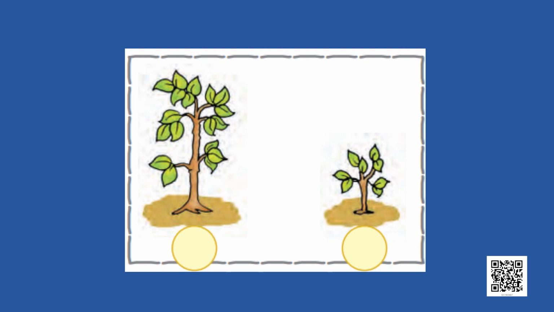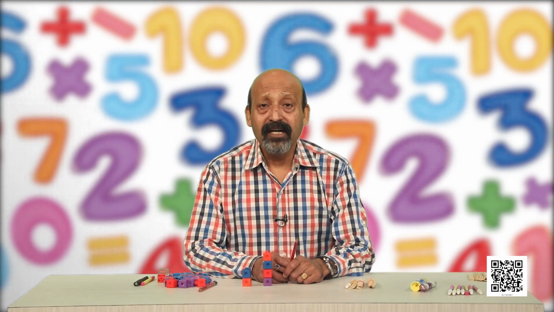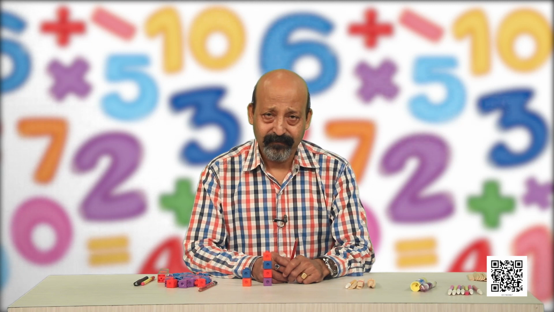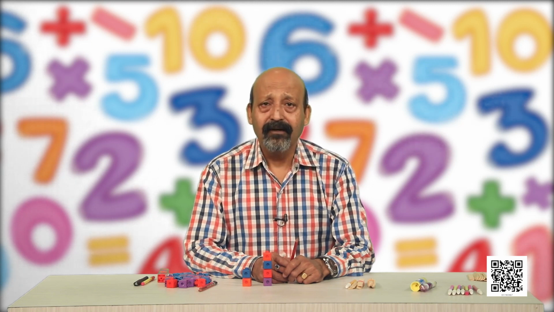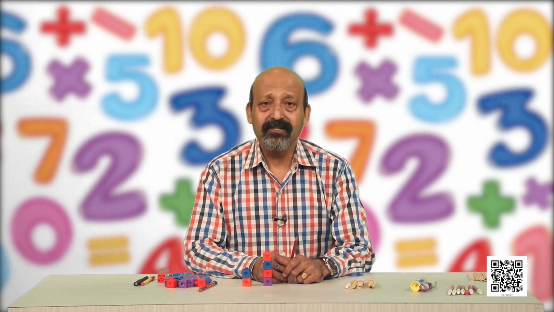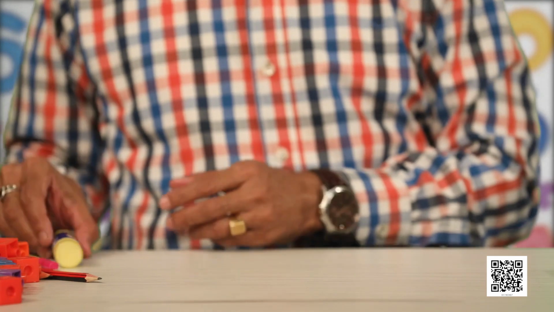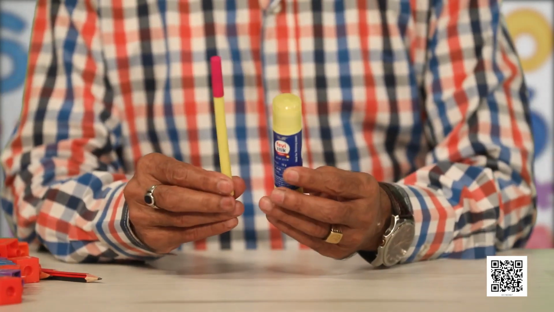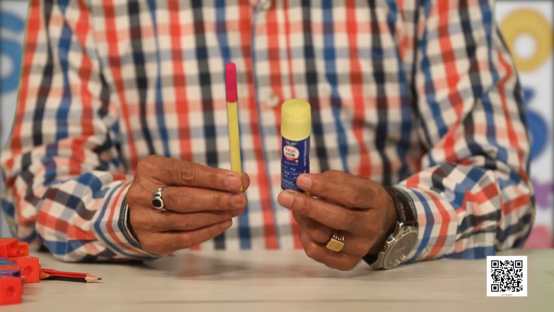So, one tree is taller than the other tree and the other tree is smaller or shorter than the bigger tree. So, friends, you have seen a lot of objects in which we can say taller or shorter, longer or shorter, and also we can say longest and shortest. Similarly, tallest and shortest.